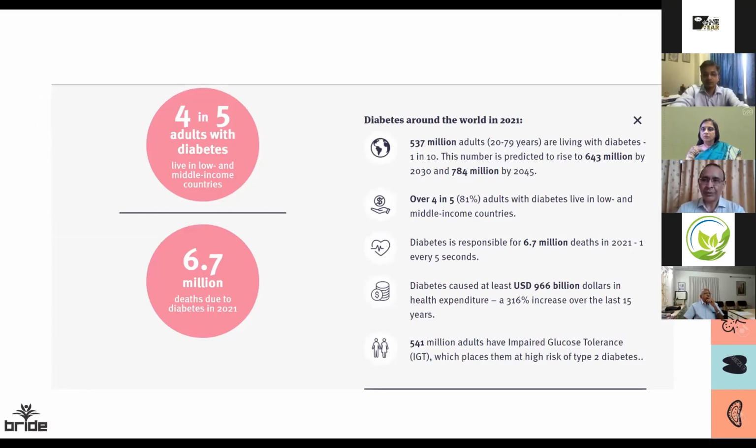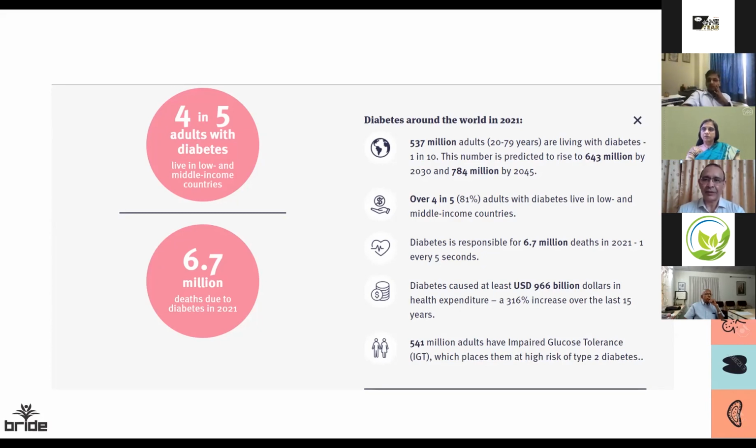This year, the new Diabetes Atlas has been released. 537 million people across the world live with diabetes. This is just adults, and it is going to rise in the future. Out of all these 537 million adults, 81% live in low income and middle income countries. Diabetes causes not only morbidity, but also mortality. And it causes a huge health expenditure. 10% of the global health expenditure is on diabetes. And this has increased threefold over the past few years.